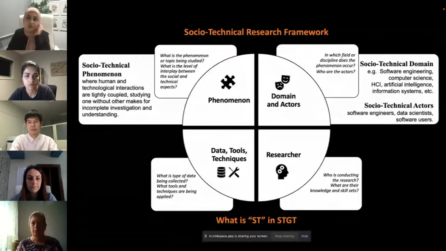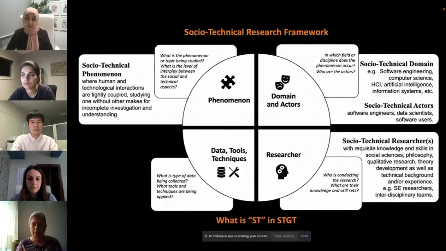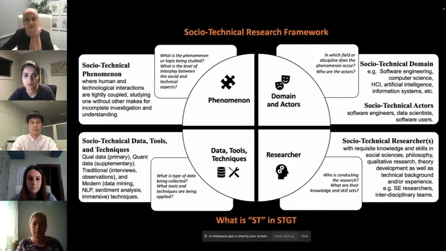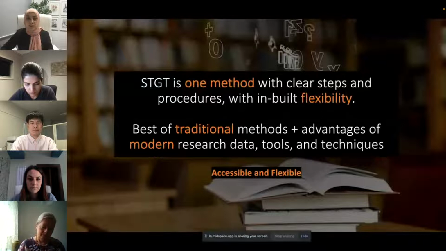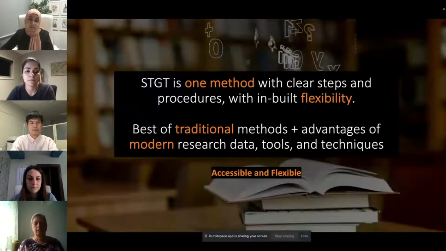So this then is the socio-technical domain: software engineering, computer science, and so on, and we can study software engineers, data scientists, software users, and so on. A socio-technical researcher has a number of different skill sets. I can't go into the details, they're in the paper for you. We will be using the traditional methods, but also modern methods such as data mining, NLP, and sentiment analysis. So it is one method and it offers flexibility. It has the best of both traditional as well as modern methods.